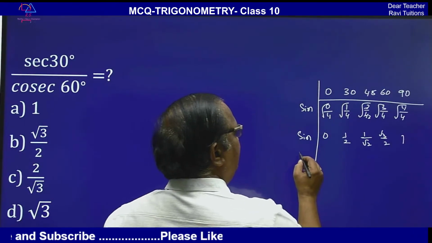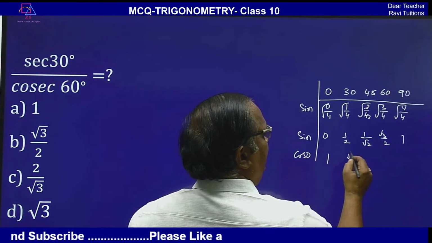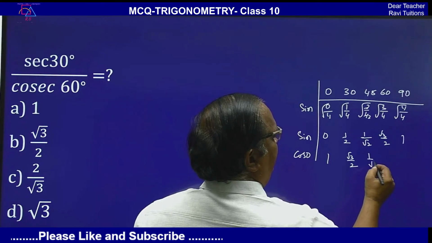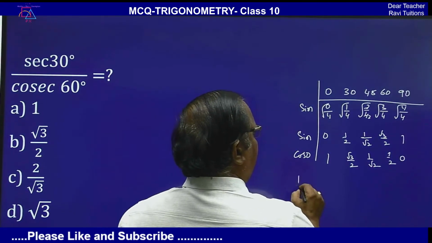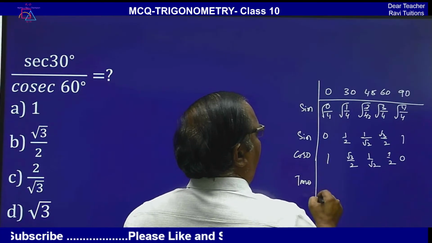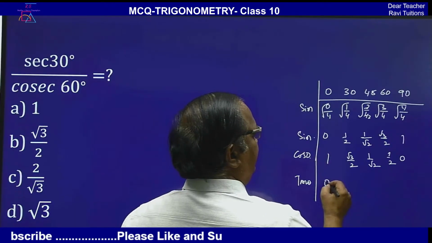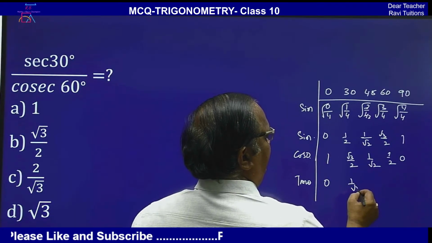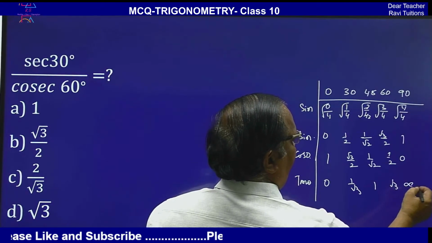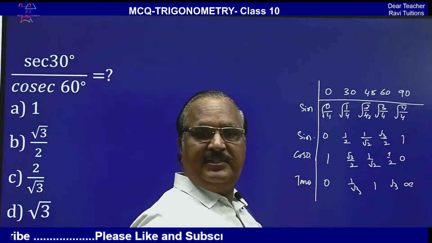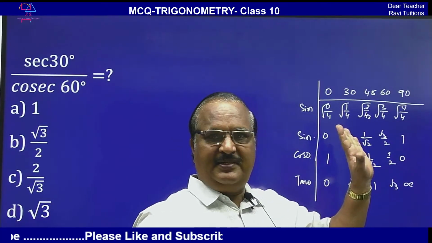Cos values you write in the reverse order: 1, root 3 by 2, 1 by root 2, 1 by 2 and 0. So tan, you divide these two, sine divided by cos. 0 by 1 is 0, 1 by root 3, both cancel 1, root 3, infinity. Like this you can make a table in the examination somewhere.